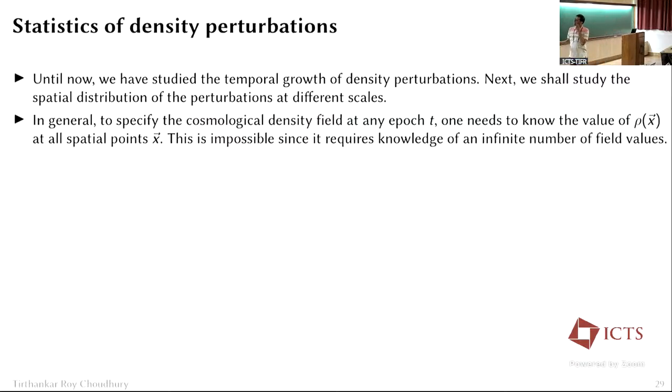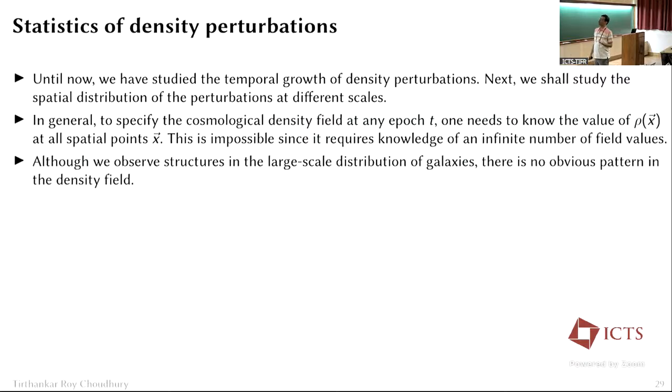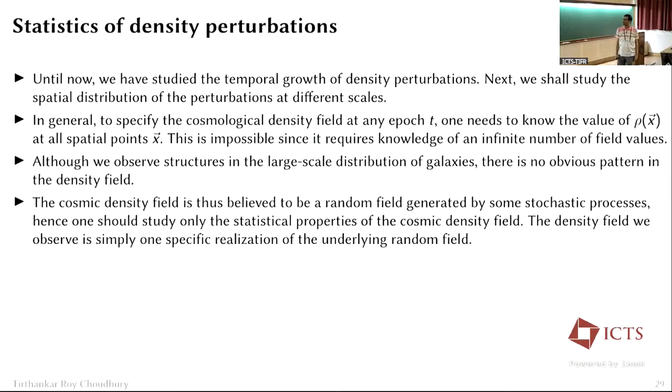Basically, as I said, if you want to specify the density field at any epoch, you need to know the value of rho at all spatial points x. But that means you need to know an infinite number of field values, and no theoretical model will predict it anyway. So what is the point? Given that there is this randomness in the pattern, we believe that the cosmic density field is probably generated by some stochastic process. So it is sufficient to study the statistical properties of the cosmological density field. The one which we are observing is just one specific realization of this underlying random distribution.